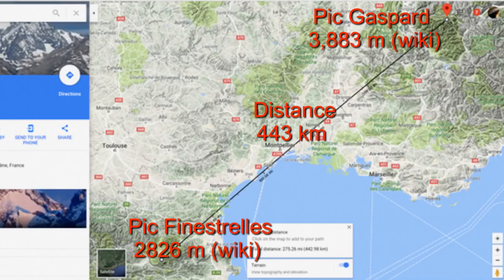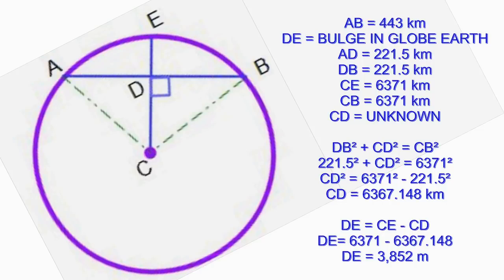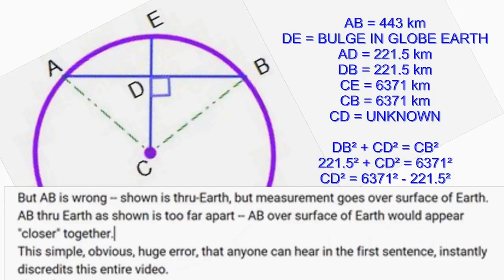Based on a posted comment, I wanted to revisit my study of the world's record distant landscape photography between the two mountains in France. The mountains were 443 kilometers or 275 miles apart, and I calculated the globe bulge between them. Here is the comment.